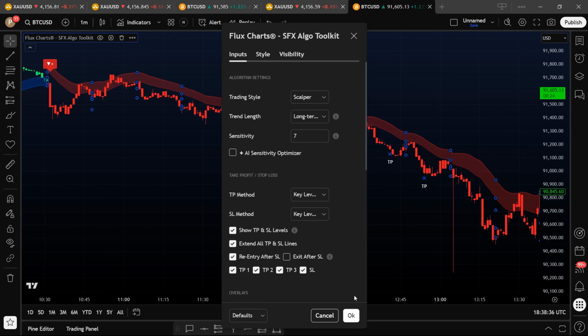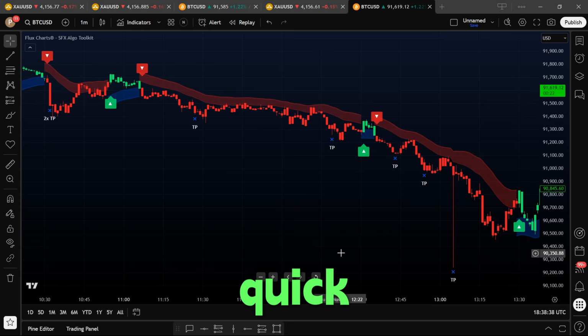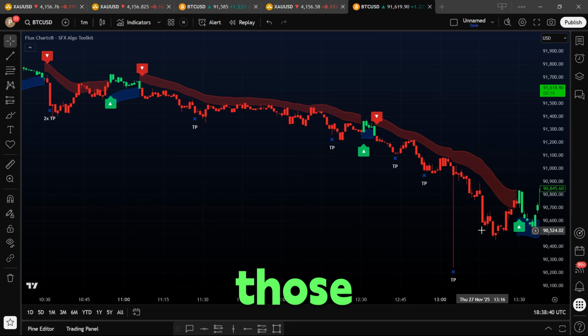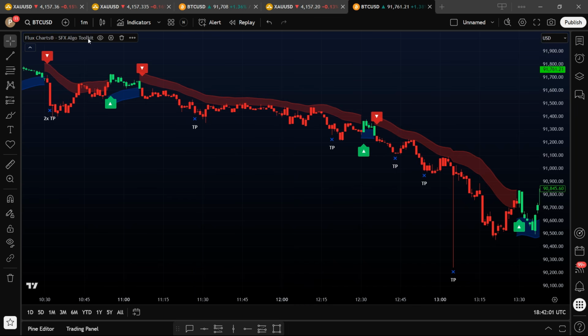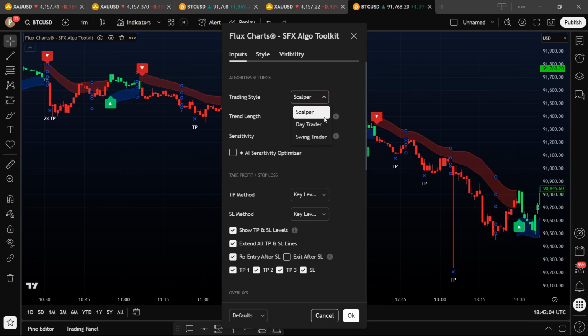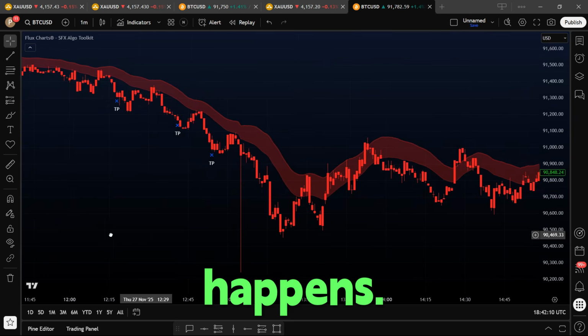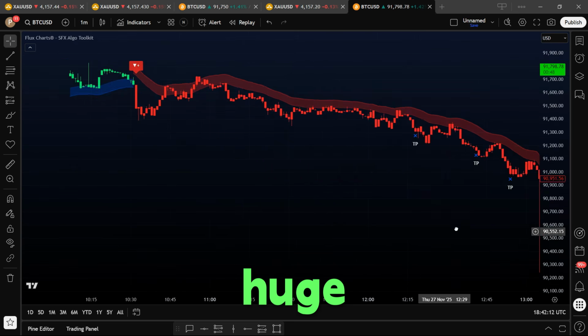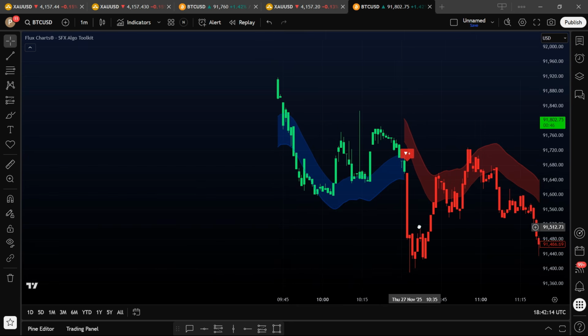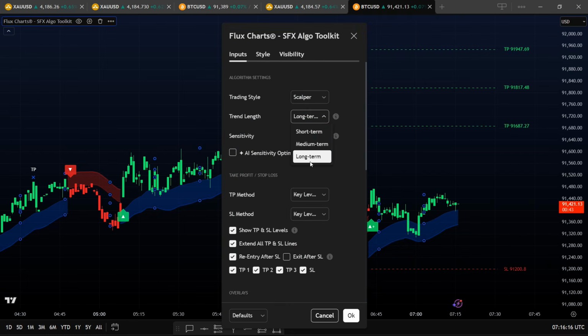Boom. The algo becomes hyper-reactive. If you love quick in and out trades, this captures those volatility spikes instantly. On the flip side, if you switch to swing, the chart cleans up. It ignores the chop and only alerts you when a major structural shift happens. This flexibility is huge because you don't have to fight the indicator. It adapts to you. To refine this further, you can tweak the trend length.